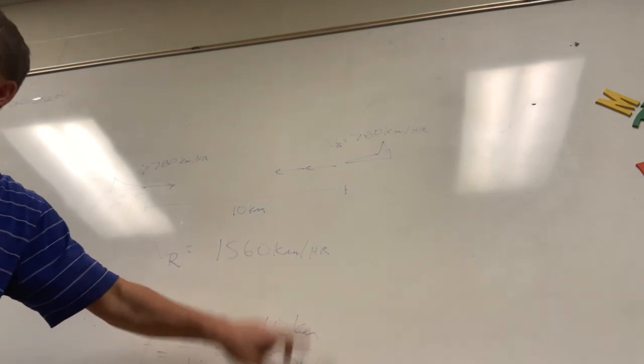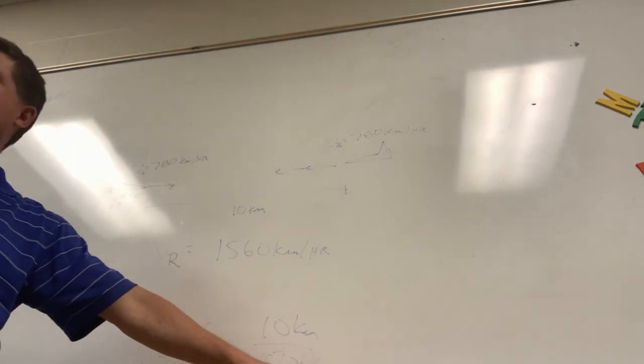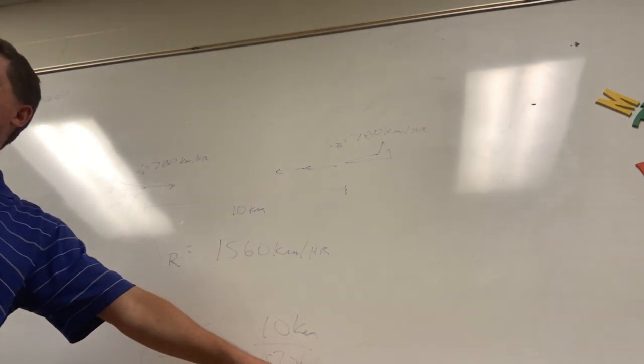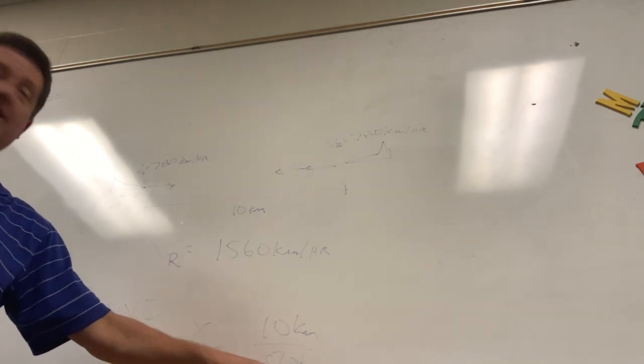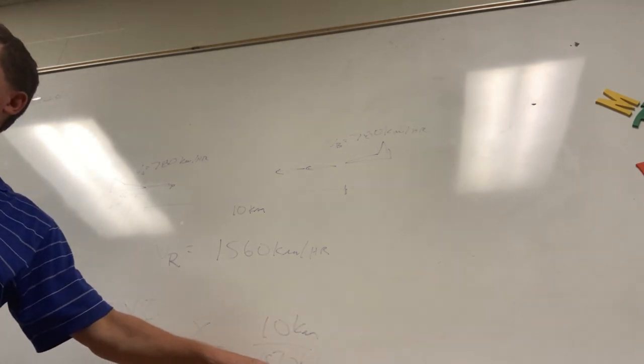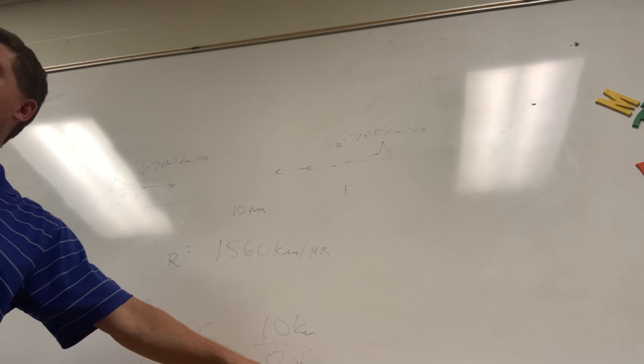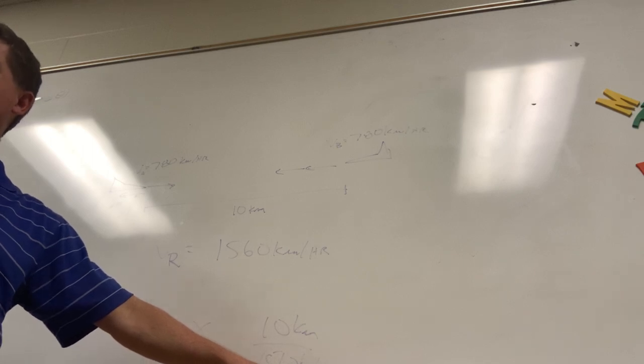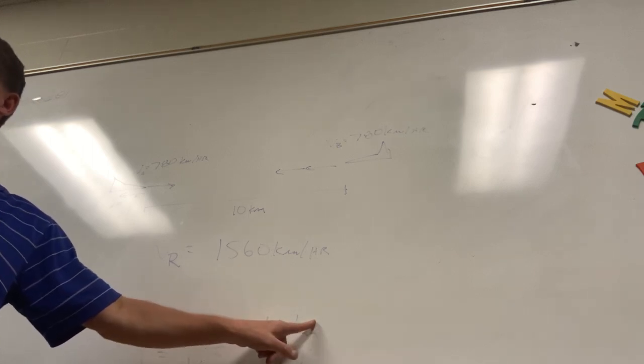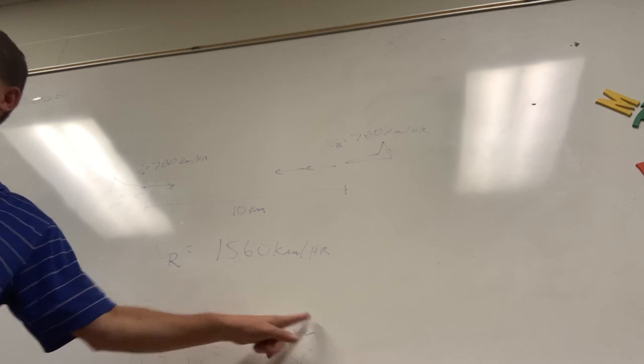The kilometers cancel. Okay, everybody pay attention. This is dimensional analysis stuff. It will save your butt. Kilometers divided by kilometers cancels. I've got hours in the denominator of the denominator. Multiply the top and bottom by hours. You get hours in the top, right? It's hours. Your answer is in hours.